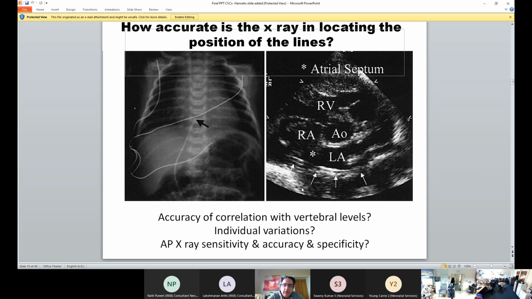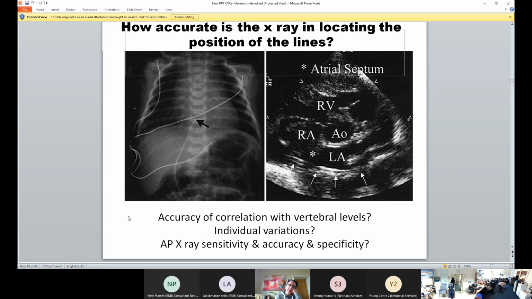So 49 of those had the tip either in the inferior vena cava or in the right atrium. When they echoed these babies, they got 25 babies of those with the tip in the left atrium. And there are a few other studies making comparisons as well, showing that there is a discrepancy between the echo and X-ray. The problem with the echo is you need staff to be expert.